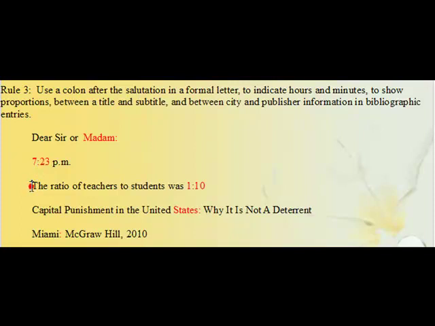To show proportions: the ratio of teachers to students was 1:10. Even though you see the colon here, you read this as 1 to 10. It means there's one teacher for every 10 students. That's what that means if you see that.